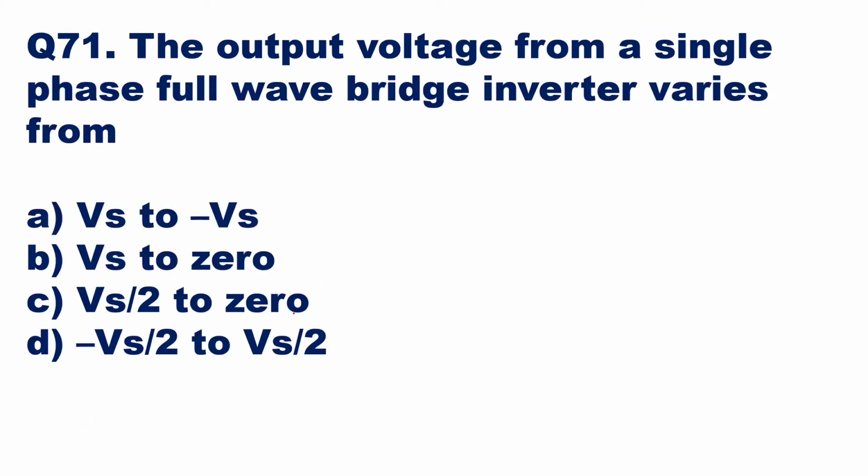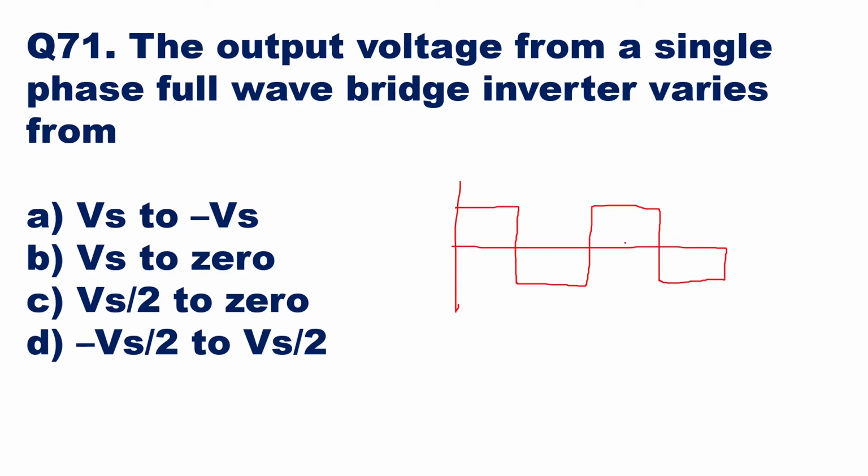Then we'll go to question number 71. The output voltage from a single phase full wave bridge inverter varies from. Now, as we have seen, the output voltage is shown as an alternating quantity like this. So two SCRs will be fired and in one of the positive or negative cycles you will be getting the output. Now this voltage varies from minus Vs to plus Vs, or plus Vs to minus Vs, anything you can call.